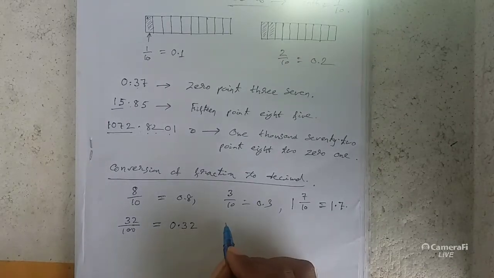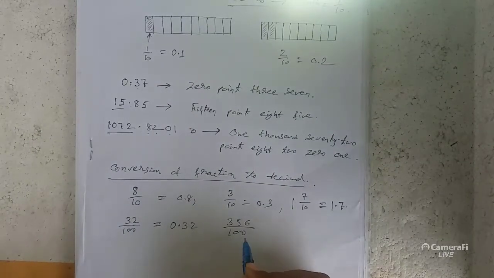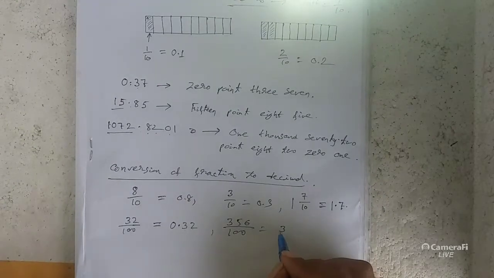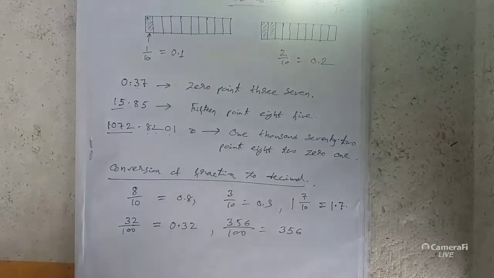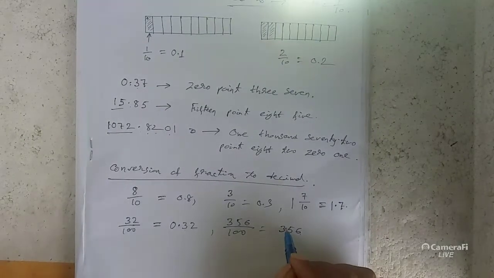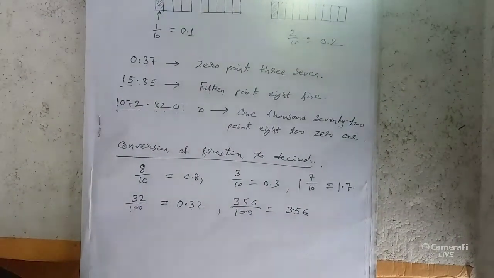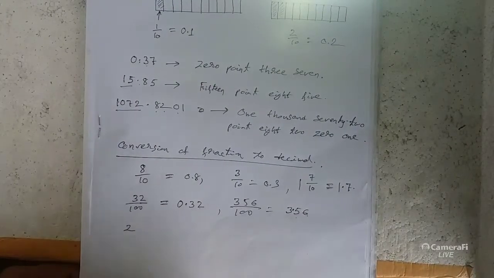Suppose the number is 356 by 100. Then write the whole number of the numerator and put the decimal after 2 digits from the right. So the decimal will be here. So the number becomes 3.56, 3 decimal 56.